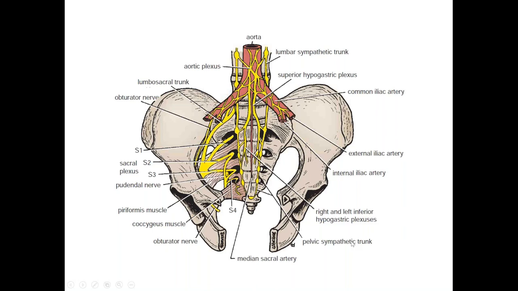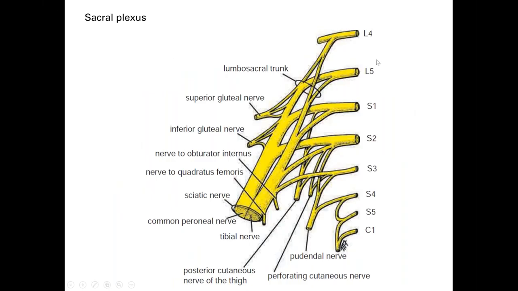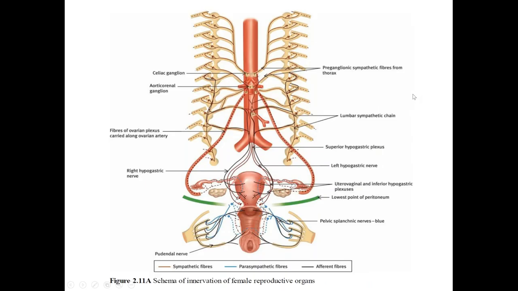So this is about the sacral plexus and lumbosacral trunk, and this is L5. L5 is 1, 2, 3, 4. And this is about innervation of the female reproductive organs.